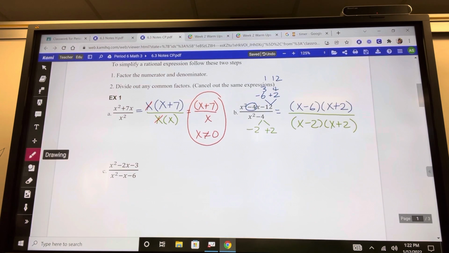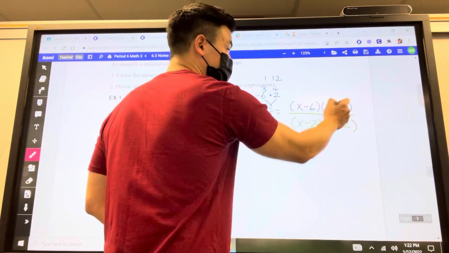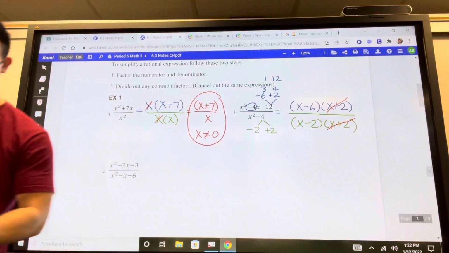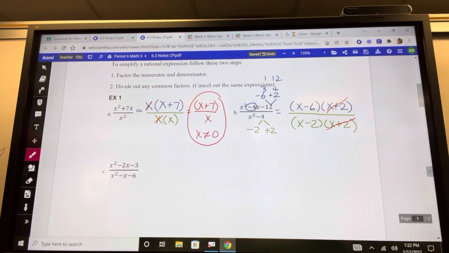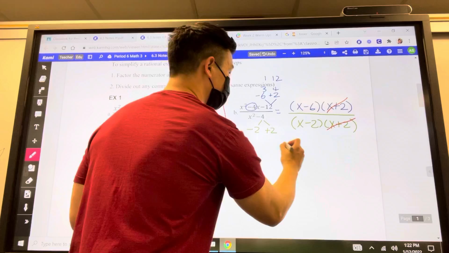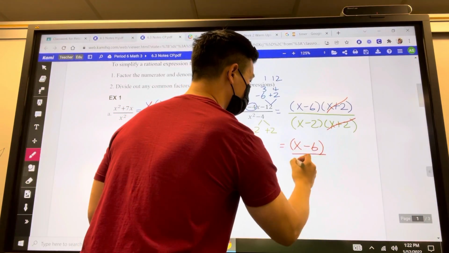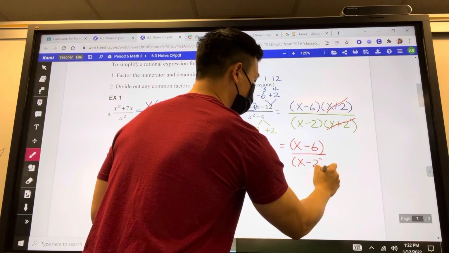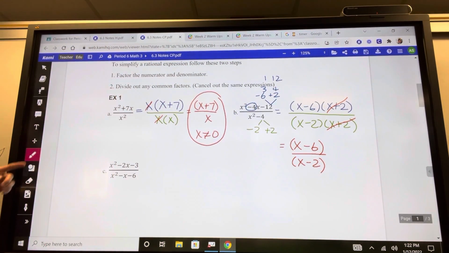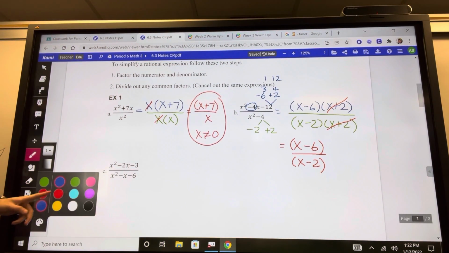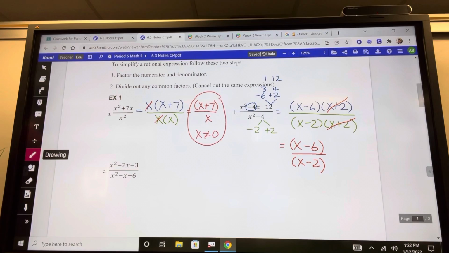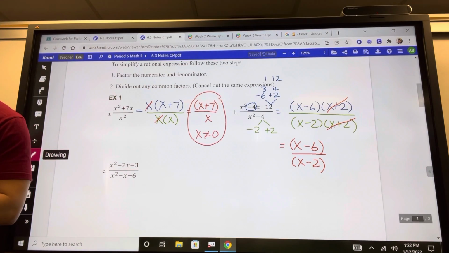What cancels here? X plus 2. X plus 2 is going to cancel on top and bottom, right? Because we have the same expression. So what am I left with? X. Beautiful. I still need to state which x value is no good here.